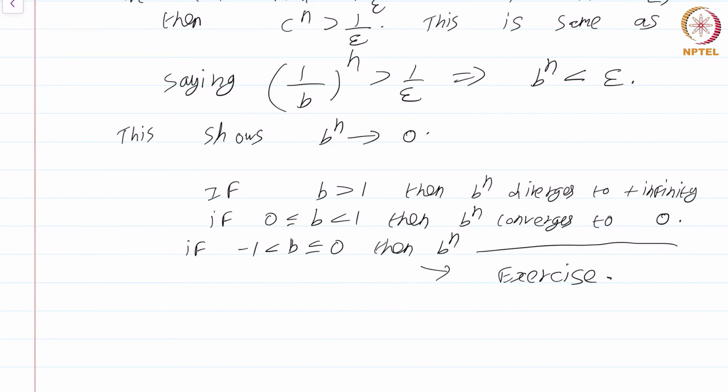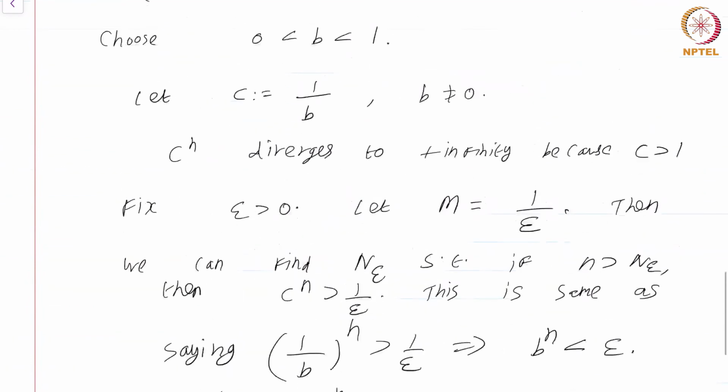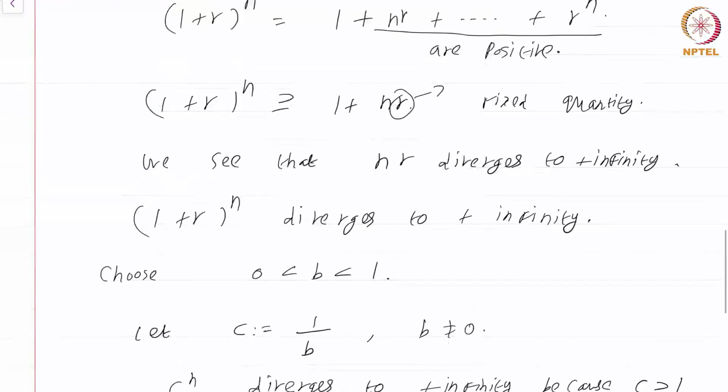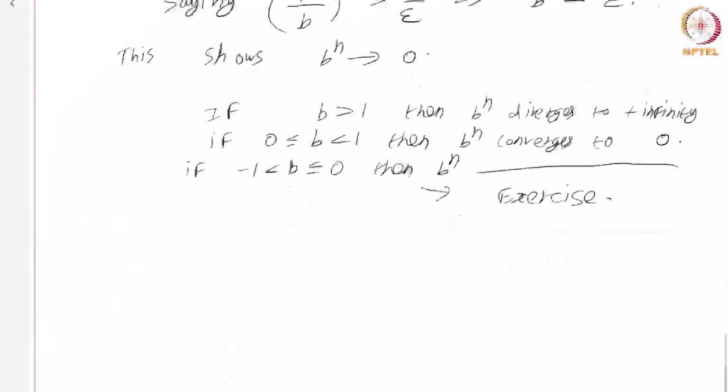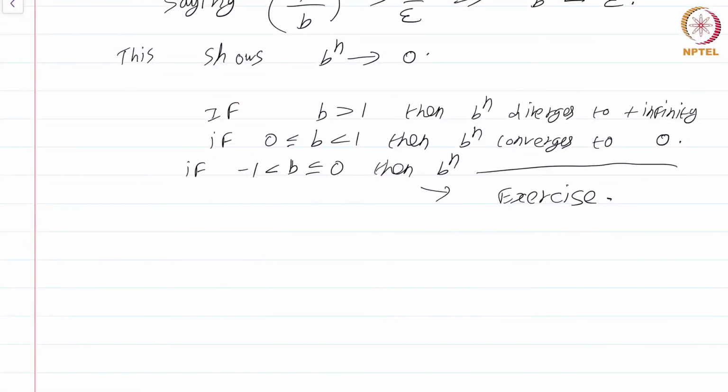Excellent. This is a very interesting one. So we have now shown that for the sequence b^n, the behavior crucially depends on the choice of b. Okay, next example, the 7th one.